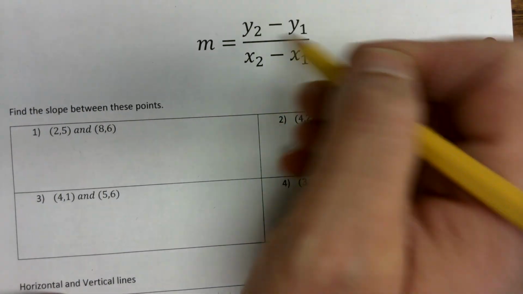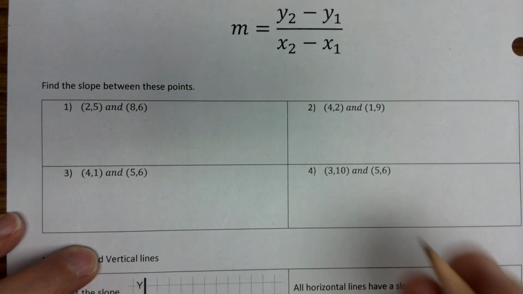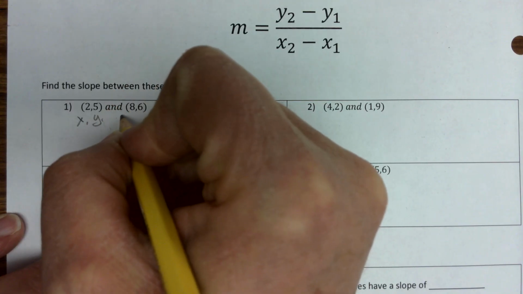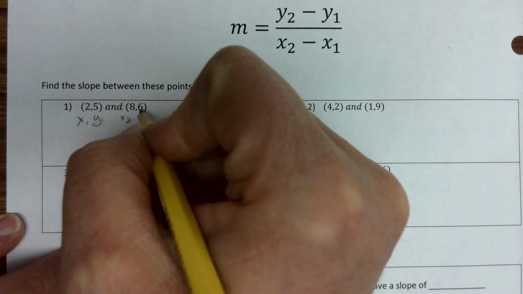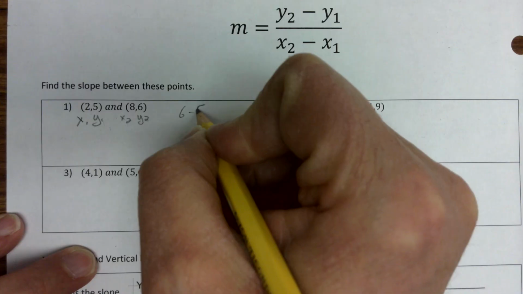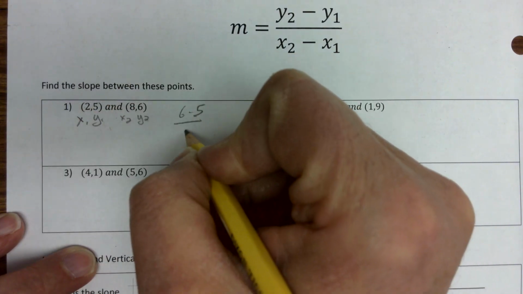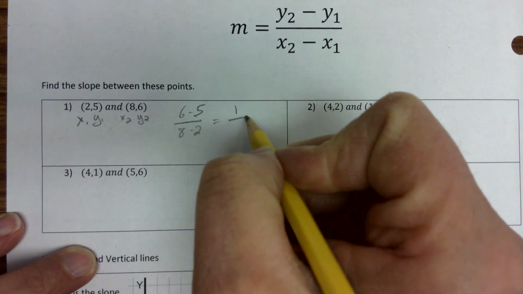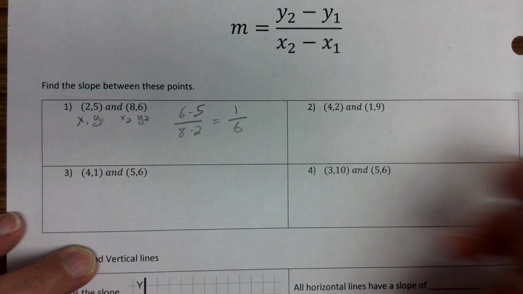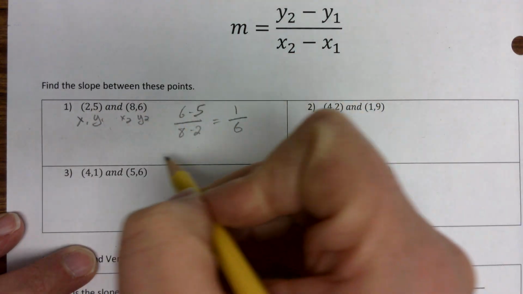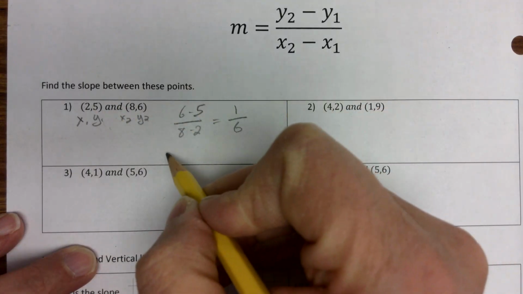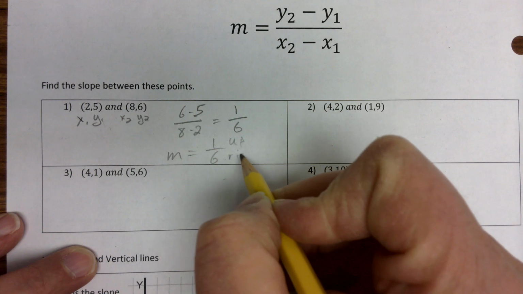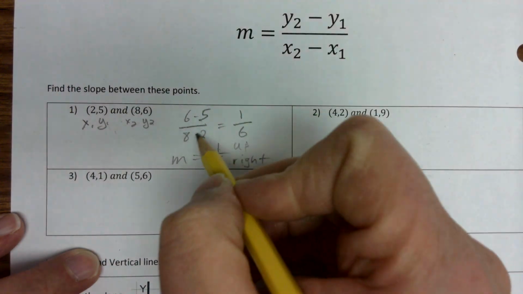So just as a reminder, I have it up here, 2, 5, and 8, 6. This is my x1, y1, x2, y2. So I get 6 and 5 on top, and then 8 and 2 on the bottom. And then I subtract. I end up getting 1/6. Okay? 6 minus 5 is 1. 8 minus 2 is 6, so my slope there is 1/6. Between these 2 points means go up 1 and right 6. Okay, so that's just using the slope formula.